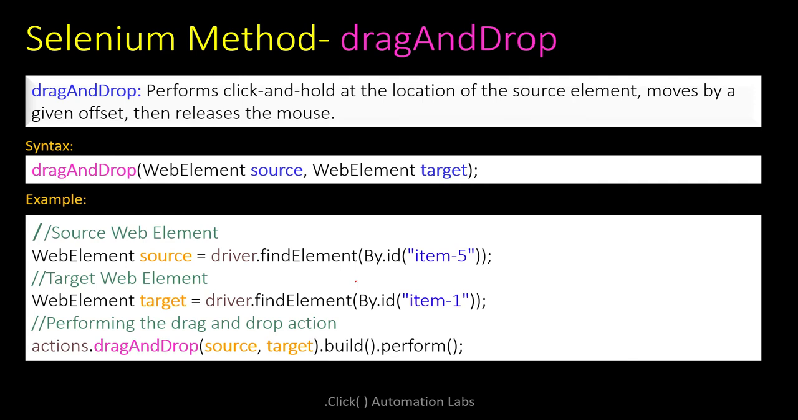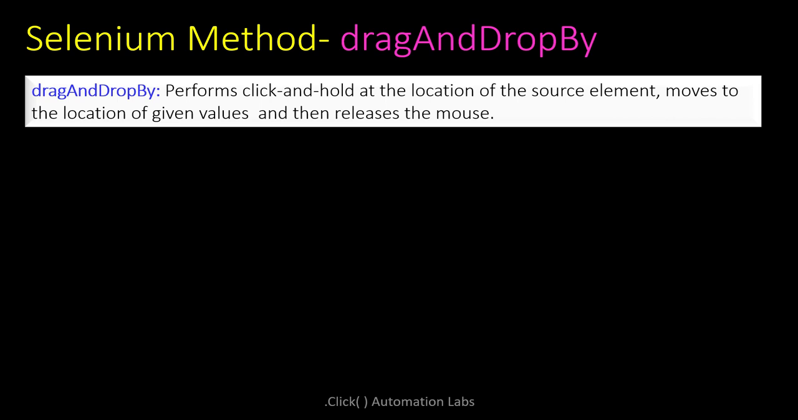I hope you're clear about this. And now we have another method in actions called drag and drop by. Both look the same, but drag and drop doesn't specify location, whereas drag and drop by is also the same, but you can drop at certain page locations, means page coordinates. It performs click and hold at the location of the source element and moves to the location of given values and then releases the mouse.